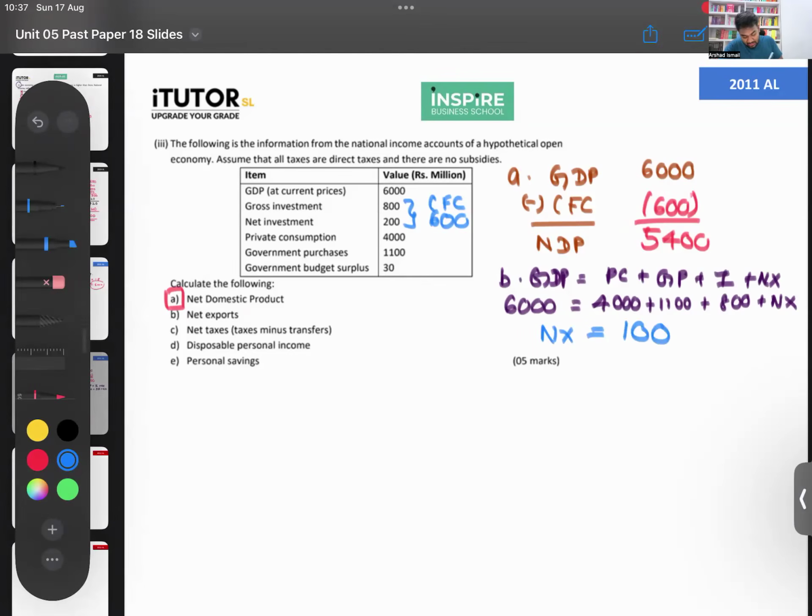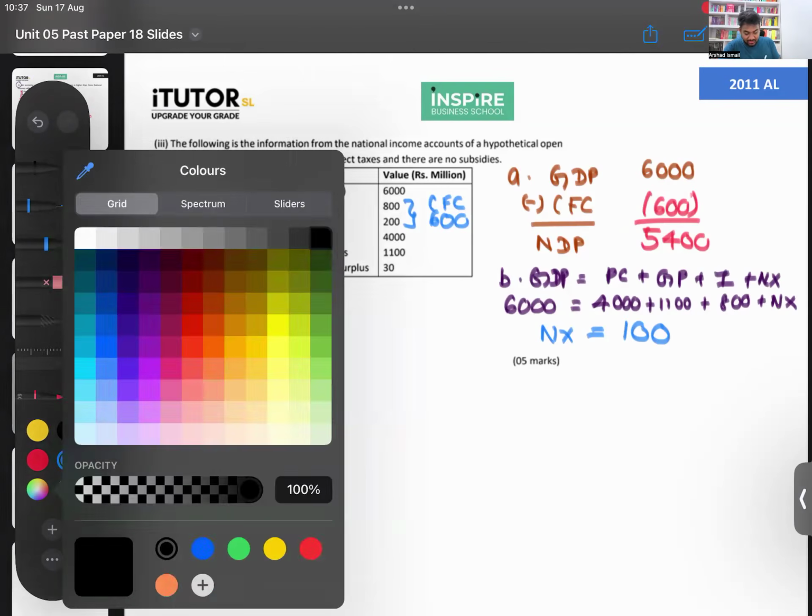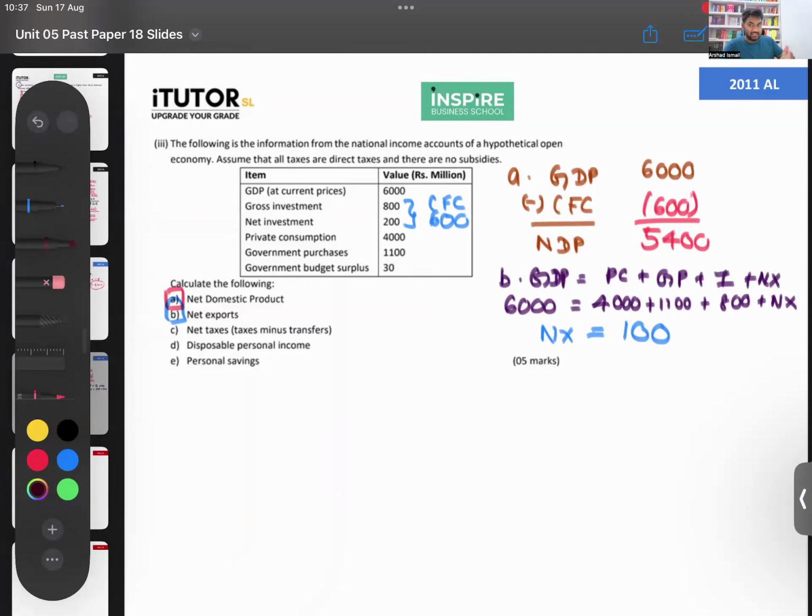Cool. Done. Then C, net taxes. How do you get taxes? Instead of GDP, it should be GDE. Which one should be GDE? No, GDP. So GDP is C plus G plus I plus NX. So you put the equation, you can get it.